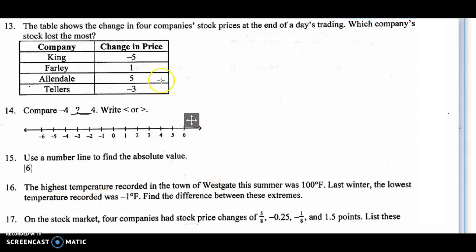Alright, so this next one here. Let me get rid of this thing. It says the table shows the change in 4 company stock prices at the end of the day trading. Which company's stock lost the most? So what's their biggest negative number here? And that's what your answer is going to be. For 13, I'm not going to give it to you this time.